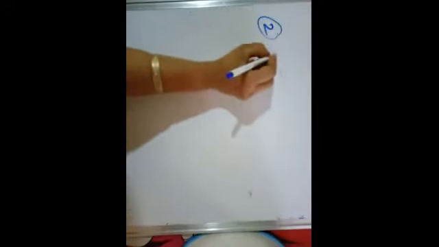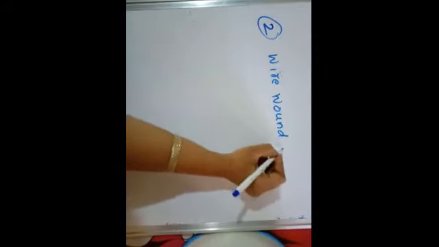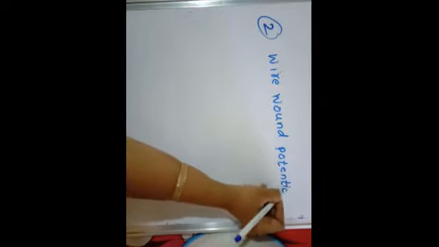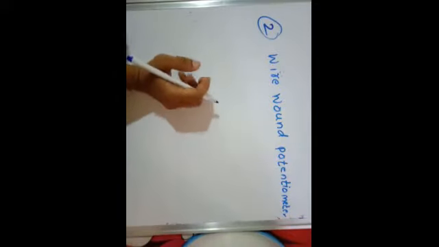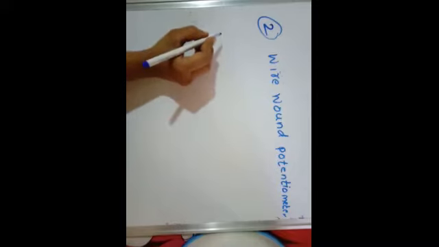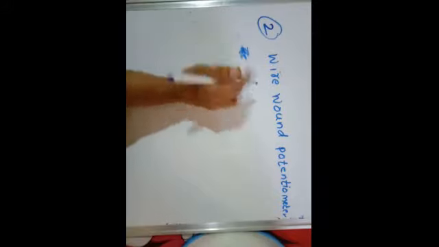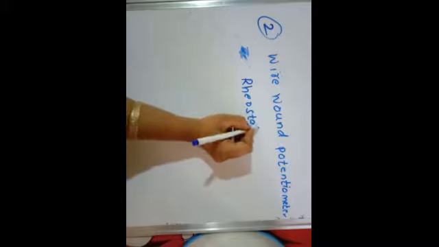Next we are going to see the wire wound potentiometer. In the wire wound potentiometer, the basic principle of construction is a wire wound variable resistor. It is very simple in construction. The most common example of this is the rheostat. Hope you have seen it in a physics lab.